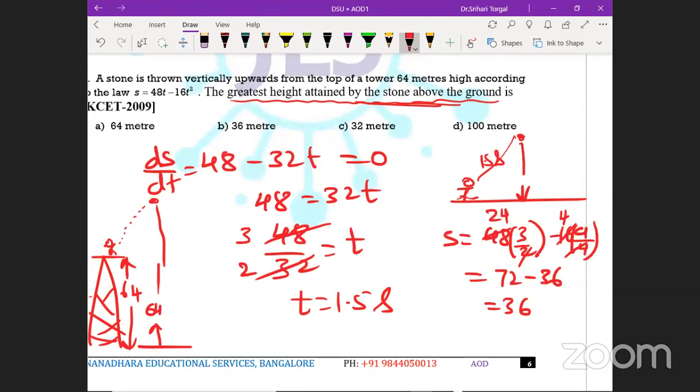Up to here 64, right? And from here it is 36. What is the total distance? 64. Required answer is 64 plus 36, which is equal to 100. Option D is the right answer.